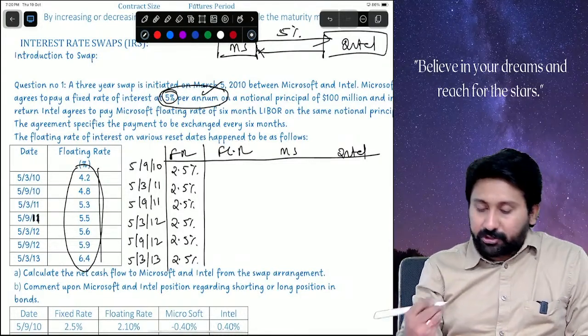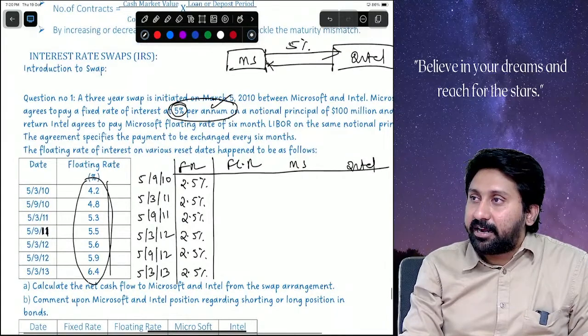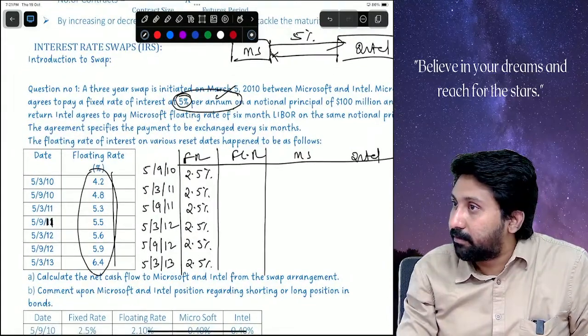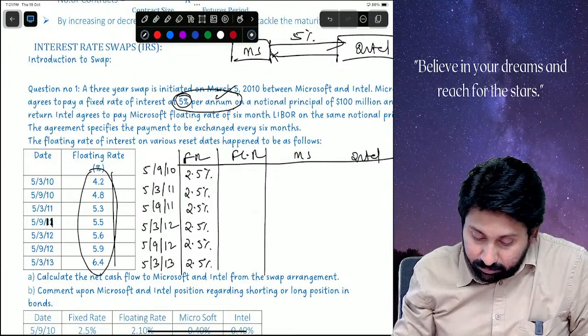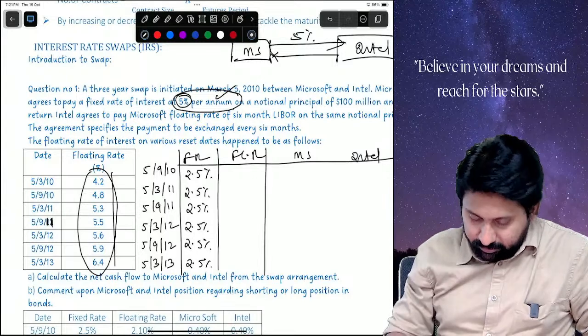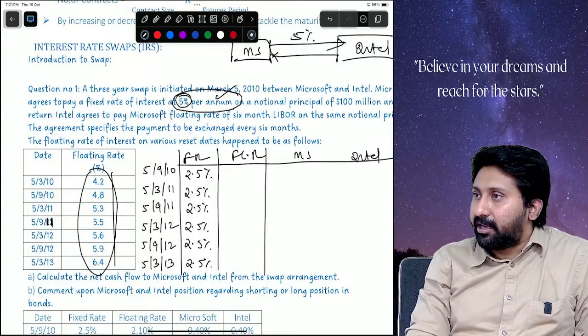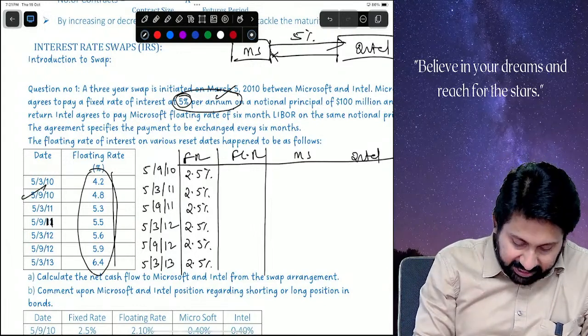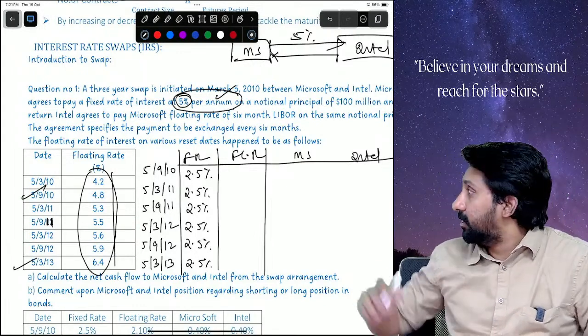Up to here, everyone understood? Tell me. Please calculate and tell me what the floating rates are. One by one, please tell me. No. 3 years. 6 installments, it was already completed. It's a 3-year swap. Starting from this date, ending with this date. Okay?